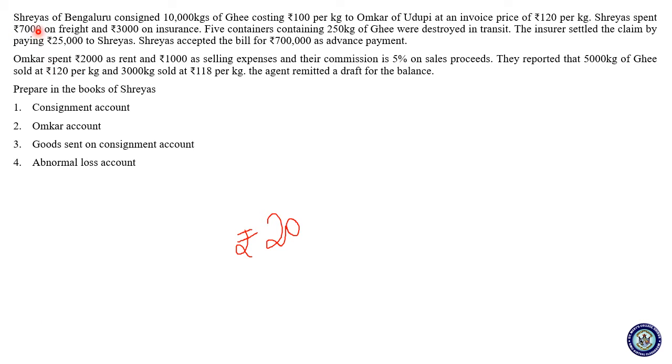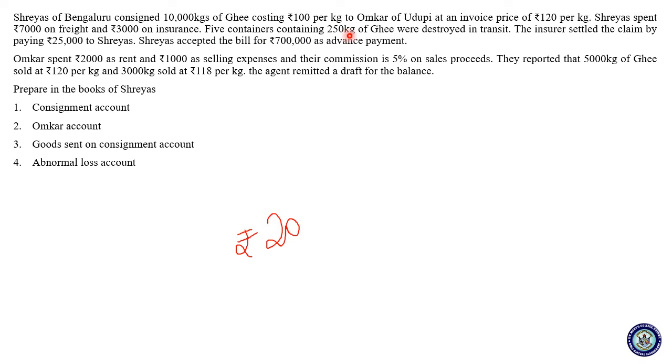Okay, next. So who is the consignor? Shreyas is the consignor because he is consigning the goods to Omkar. So Omkar is the consignee. Shreyas is the consignor, Omkar is the consignee. Shreyas spent 7,000 on freight and 3,000 on insurance. So these are the consignor's expenses.